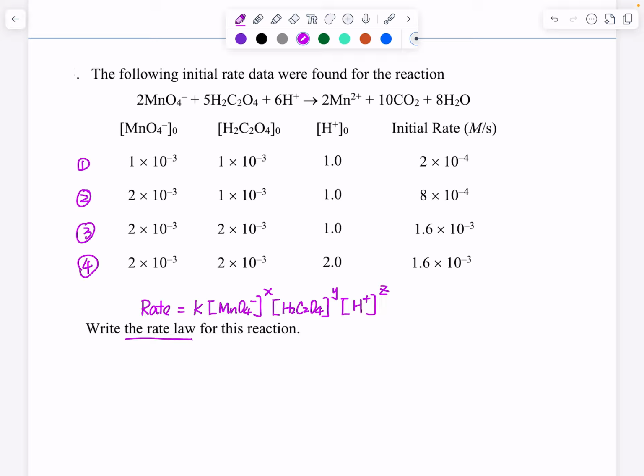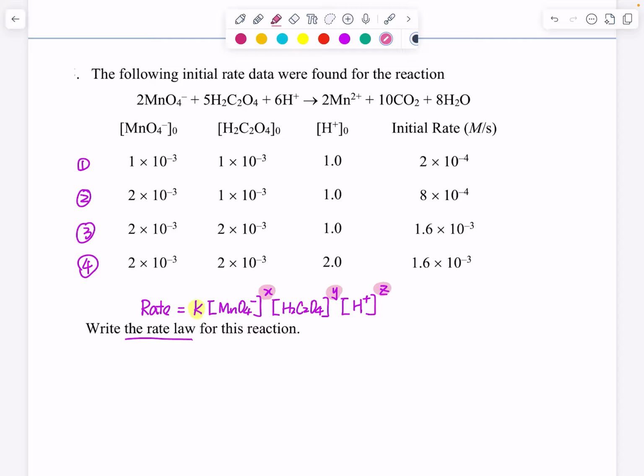But since we do have the detailed experimental data, we can solve for the specifics. Our goal is to figure out what K is and what these X, Y, and Z values are. Basically, we're looking for the reaction order with respect to each reactant, which are the X, Y, and Z. We also need to find the K value, the rate constant, including its unit. So these are the things we need to do. Let's see how we're going to do it.